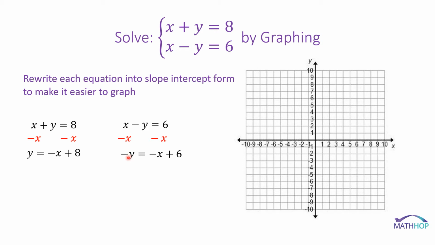How do we get rid of a negative in front of a y? Easy. Just divide everything, including both terms on the right side, by negative 1. Dividing by negative 1 simply flips the sign of everything. Negative y becomes y, negative x becomes x, 6 becomes negative 6. We get y equals x minus 6. We are now ready to graph these two lines, but we need more room, so let's move up.